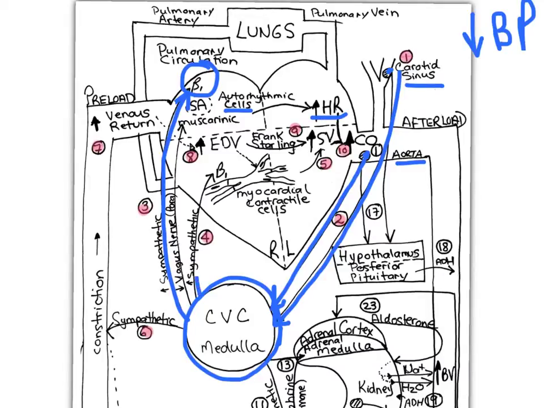Sympathetic input also increases and goes to beta-1 receptors again on the myocardial contractile cells. This will increase the force of contraction and increase stroke volume.